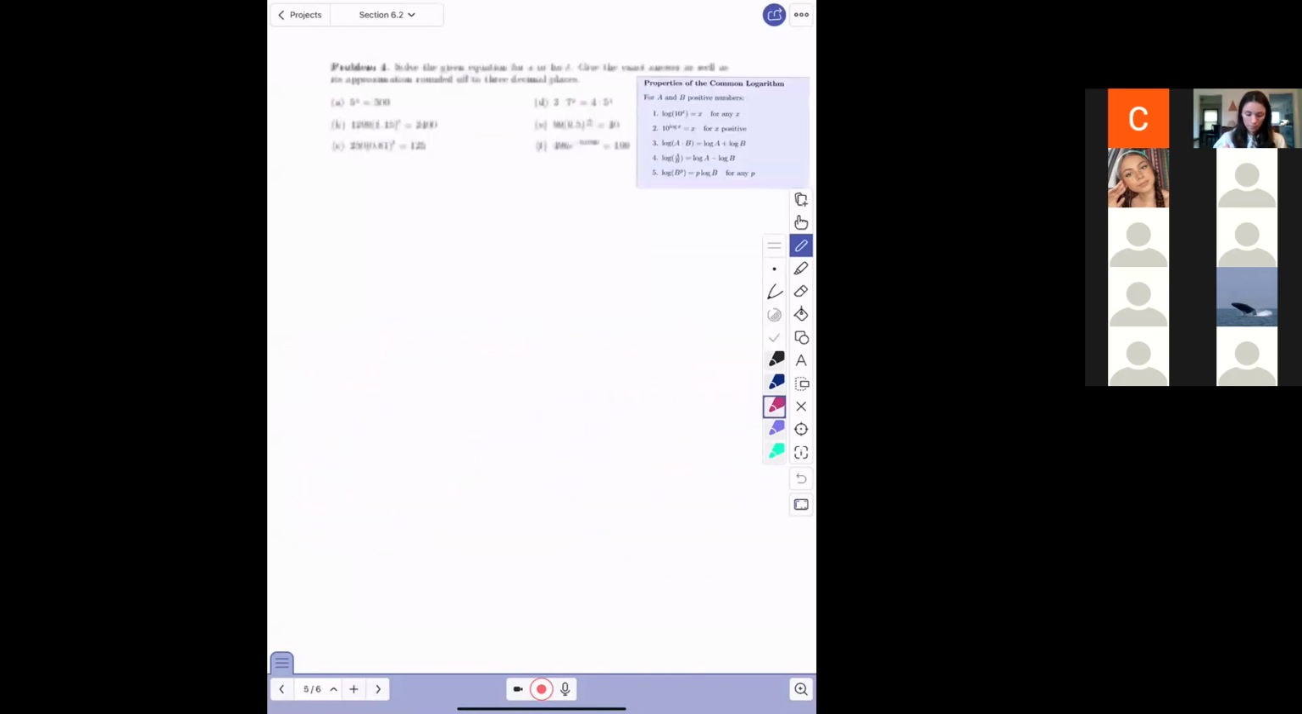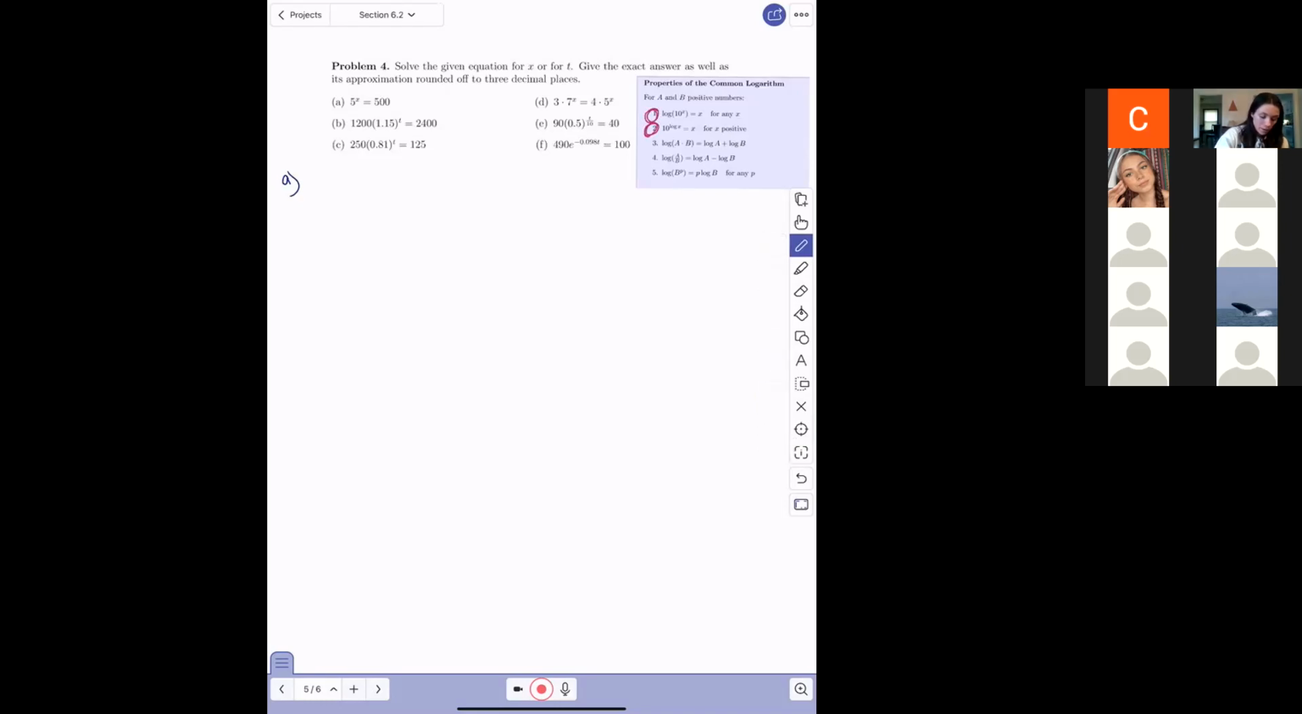Next problem. Okay, now we're solving expressions for x or t. We have to give the exact answer as well as the approximation rounded off to 3 decimal places. Problem A. So to solve logarithms, we want to make use of our properties, we especially make use of property 2 and property 1 for these.